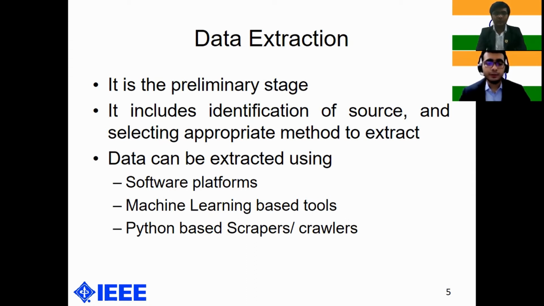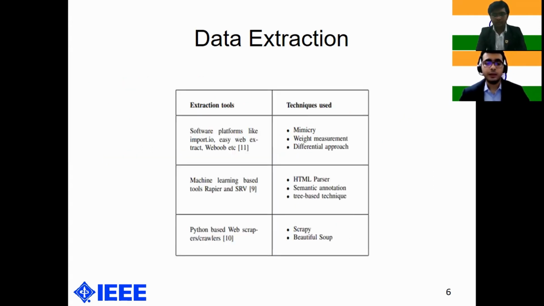Now, coming to data extraction, it is the preliminary stage before any kind of model can be made. We have to identify a source, collect information, and select an appropriate method to extract it to build a good data set. Now, there are three methods of going about it: freely available software platforms, machine learning based tools, as well as programmable scrapers and crawlers. Now the first, software platforms.